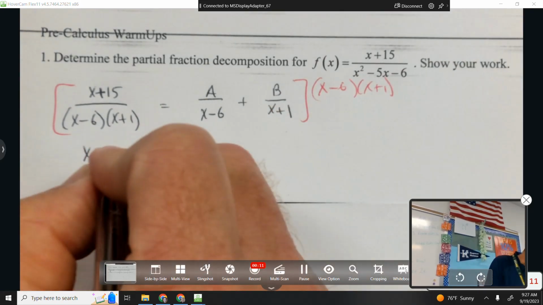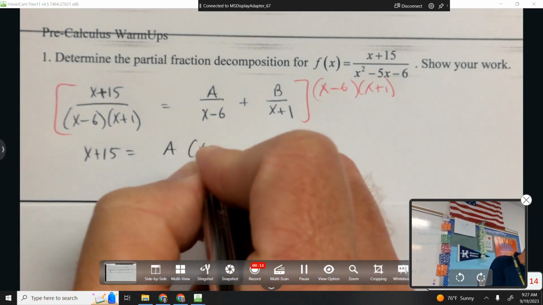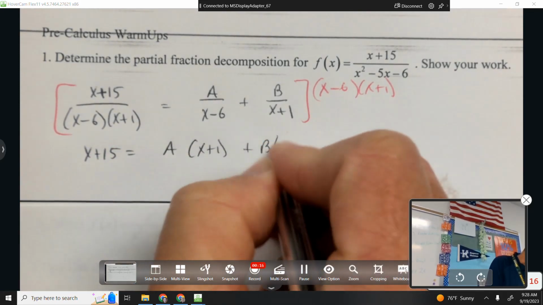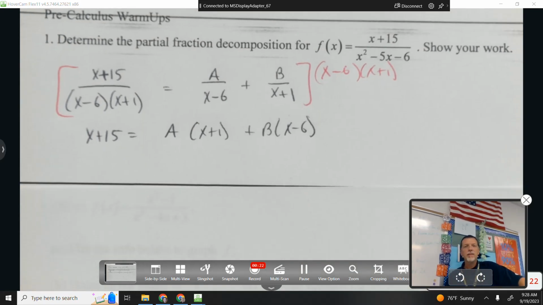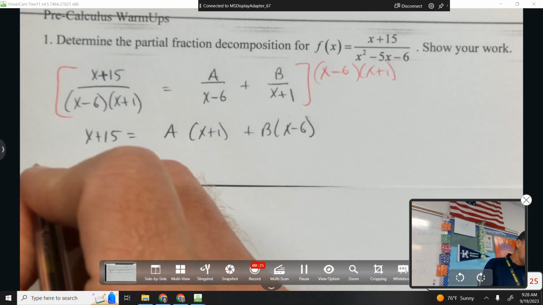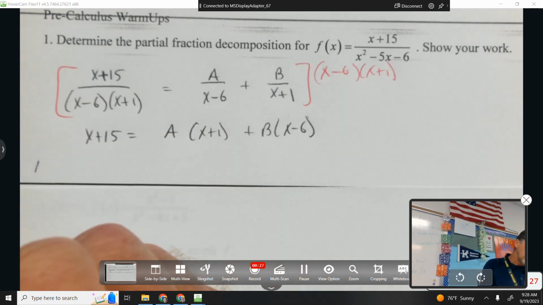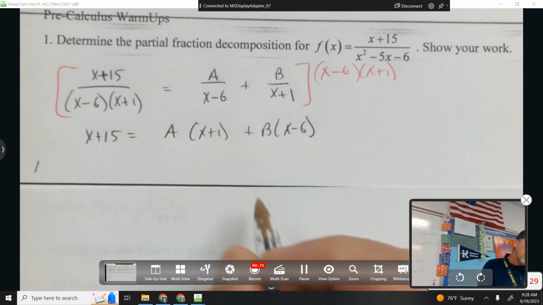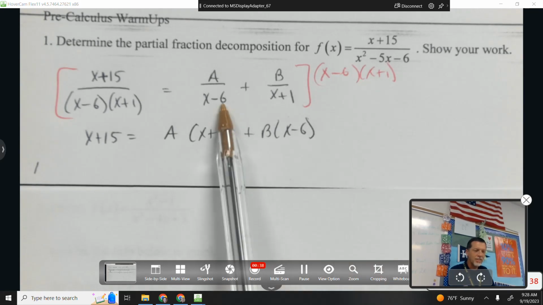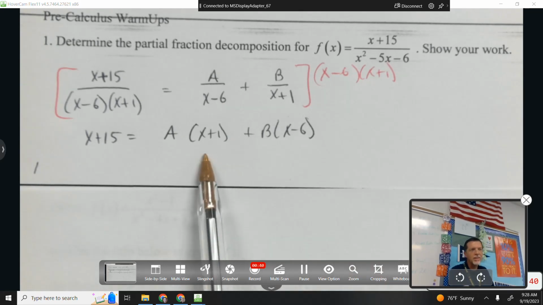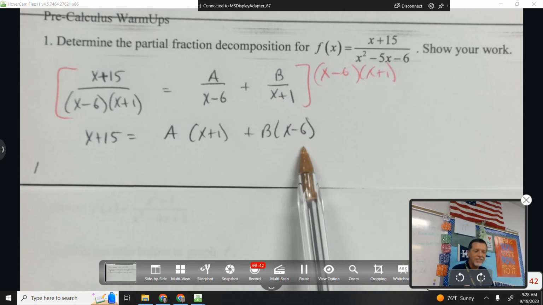So, x plus 15 equals a times x plus 1 plus b times x minus 6. This is a relatively easy one, right? You had x minus 6 for a and x plus 1 for b above. No, I did not switch it up, and that will mess some people up if they're just flying through this. When I multiply through, the x minus 6 is canceled. That leaves the x plus 1. The x plus 1's canceled. That leaves the x minus 6.